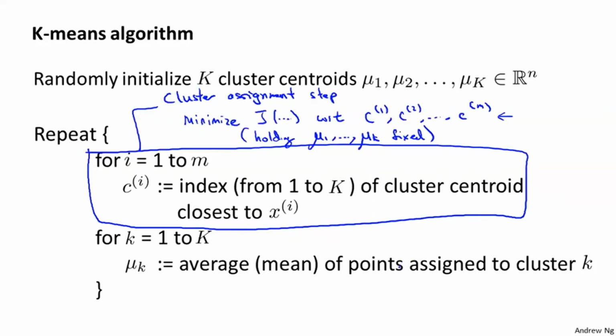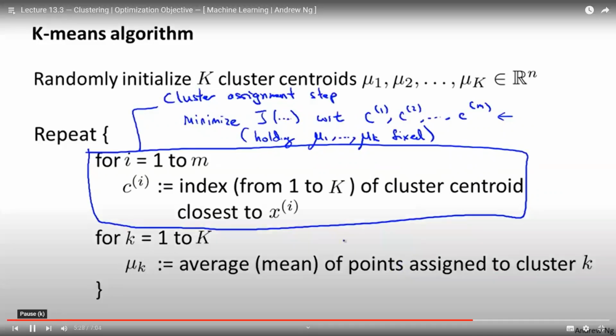But it has a pretty intuitive meaning of just, let's assign each point to the cluster centroid that is closest to it, because that's what minimizes the squared distance between the point and its corresponding cluster centroid. And then the other part of the second step of k-means.